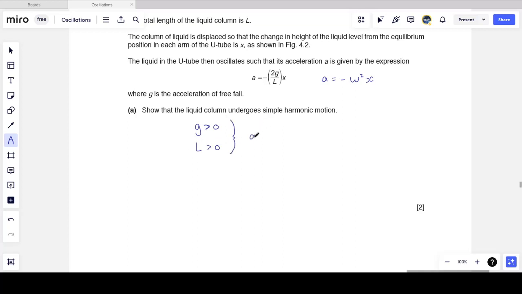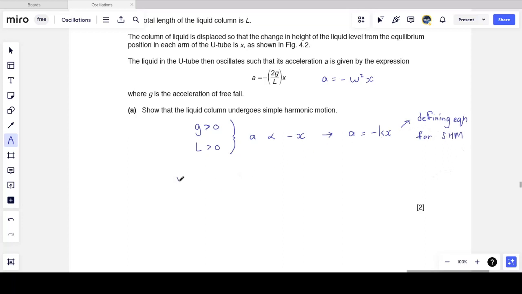And so what this means is the acceleration is proportional to minus x. So proportional to x, but also proportional to minus x. So A is equal to minus kx, where k is some positive value. And what do I know? This is the defining equation for simple harmonic motion. And so immediately that's enough.